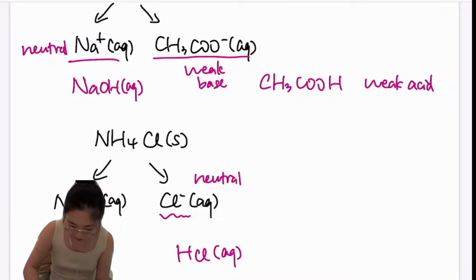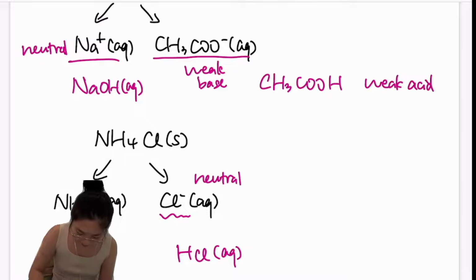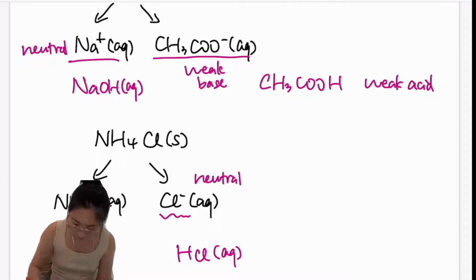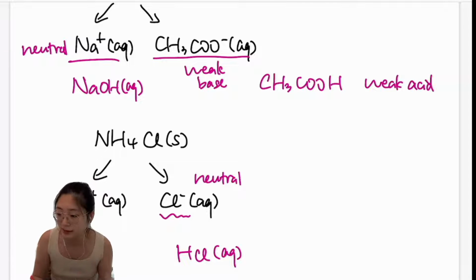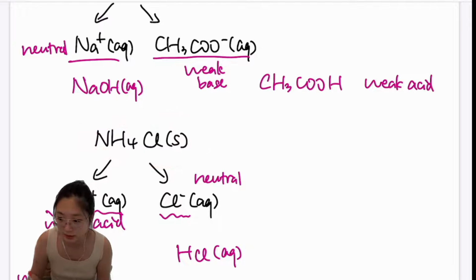So I only need to consider the cation part, ammonium. And ammonium comes from ammonia. Ammonia is a base, and when ammonia gains a proton, it becomes ammonium, which means ammonium is an acid. So this is a weak base, this is a weak acid. So as a whole, this ionic compound is acidic.